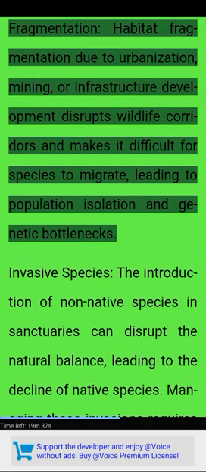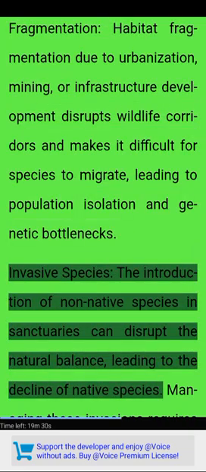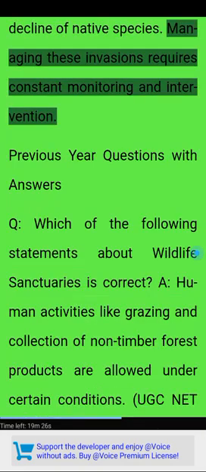Fragmentation. Habitat fragmentation due to urbanization, mining, or infrastructure development disrupts wildlife corridors and makes it difficult for species to migrate, leading to population isolation and genetic bottlenecks. Invasive species. The introduction of non-native species in sanctuaries can disrupt the natural balance, leading to the decline of native species. Managing these invasions requires constant monitoring and intervention.